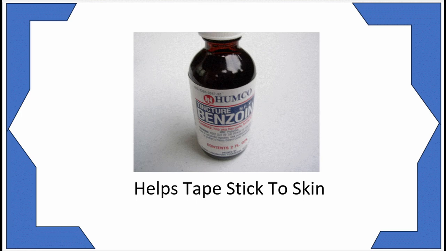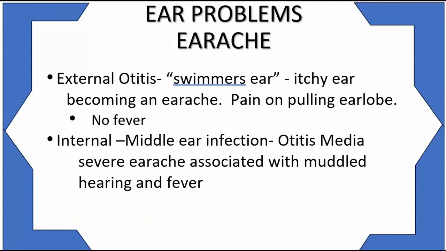Ear problems. Well, there's external otitis and internal otitis. External otitis is an infection in the canal. It can get so bad it gets pussy, and usually when you pull on the ear like this, it hurts. You can have a middle ear infection, otitis media, which is much more serious, which also hurts, but it doesn't get worse when you tug on the ear. That's kind of how you tell the difference. And usually otitis media inside in the middle ear doesn't drain to the outside unless the eardrum is ruptured. Severe earaches associated with muffled hearing and fever is almost always otitis media. That's the internal infection.